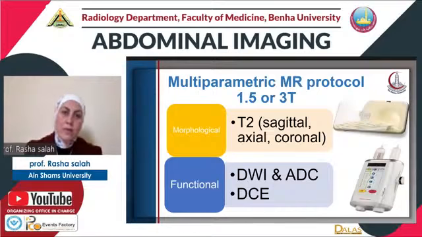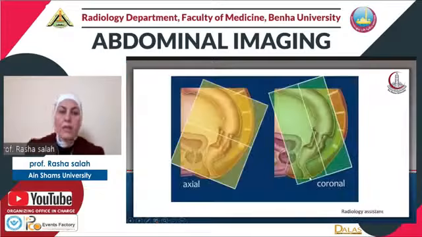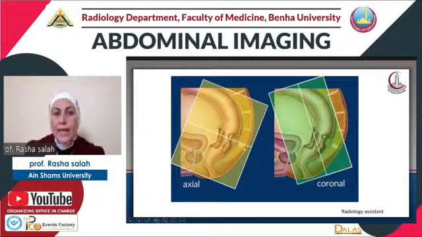So if we are performing a rectal cancer staging protocol, we can be limited to the anatomical imaging, including the 3 T2 images, and also the diffusion weighted image. We start with the sagittal image, and then we see where the tumor is located, and then we plan the axial image perpendicular to this tumor to allow precise evaluation of the circumferential resection margin and the extension beyond the muscle layer.